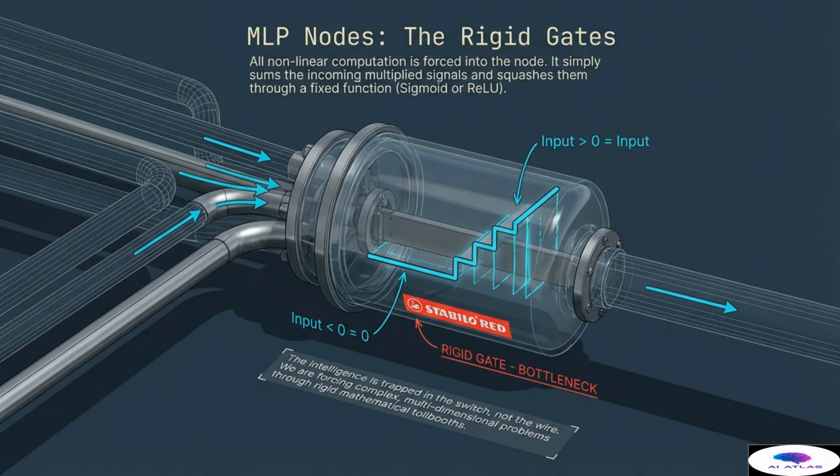Next, we turn our attention to the nodes within these legacy networks, which function as rigid gates. In the MLP paradigm, all nonlinear computation is forced into the node itself. The process is straightforward but limited. The node simply sums up all the incoming signals that have already been multiplied by the edges and then squashes that sum through a fixed function like sigmoid or ReLU. For example, a ReLU gate might simply say that if the input is less than 0, the output is 0, but if the input is greater than 0, the output equals the input. This creates a rigid mathematical toll booth where the intelligence is essentially trapped in the switch rather than the wire.